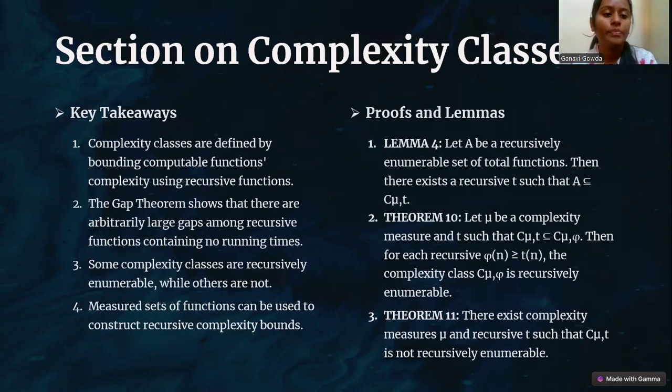Key takeaways. Complexity classes are defined by bounding computable functions. Complexity uses recursive functions. The gap theorem shows that there are arbitrarily large gaps among the recursive functions containing no running times. Some complexity classes are recursively enumerable, while others are not. A measured set of functions can be used to construct the recursive complexity bounds.